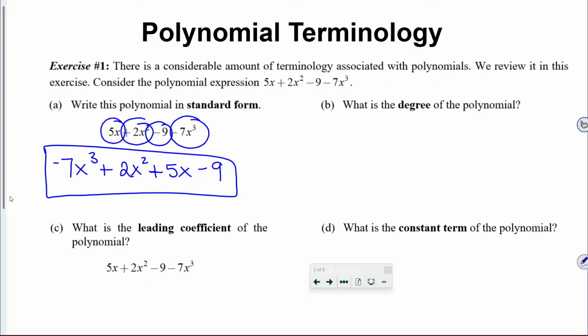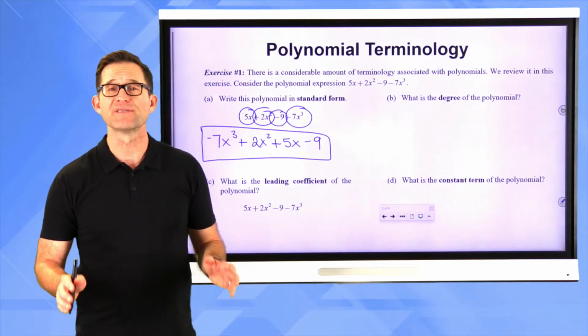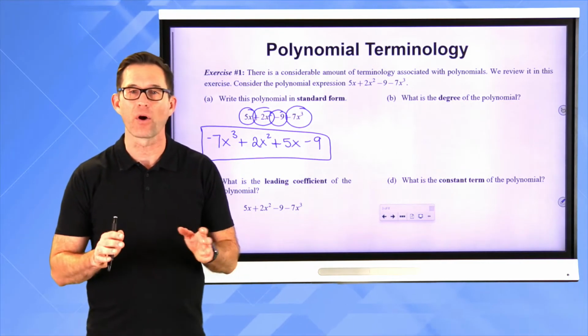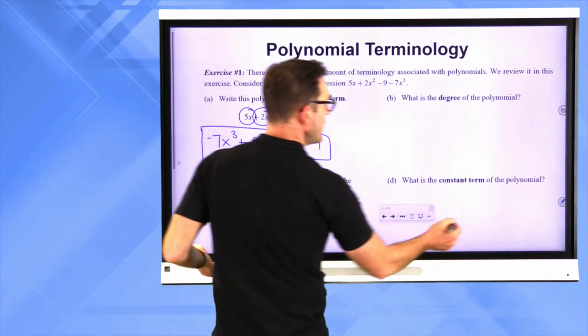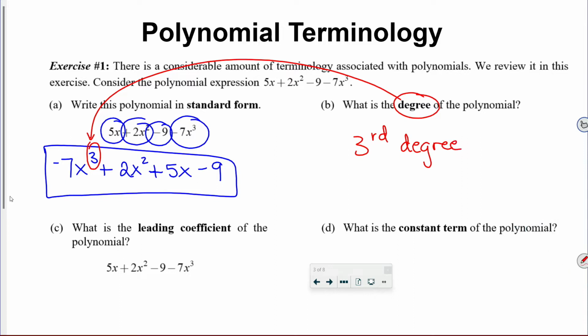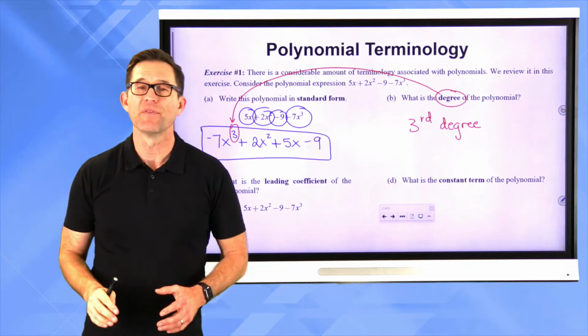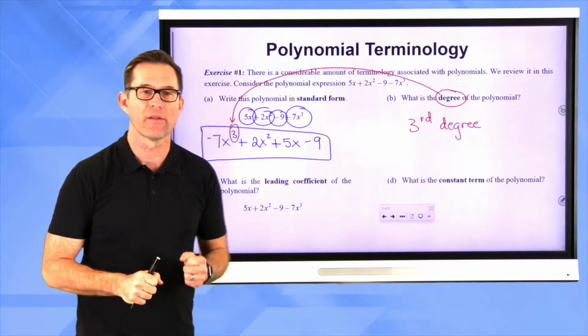What is the degree of the polynomial? So the most important term in any polynomial is the one that has the highest power, and the degree is simply that power. So the degree of a polynomial is simply its highest power. So we would call this a third degree polynomial. So it's really simple, right? And that's important because that term, the negative 7x cubed, is the absolute most important term of the polynomial.